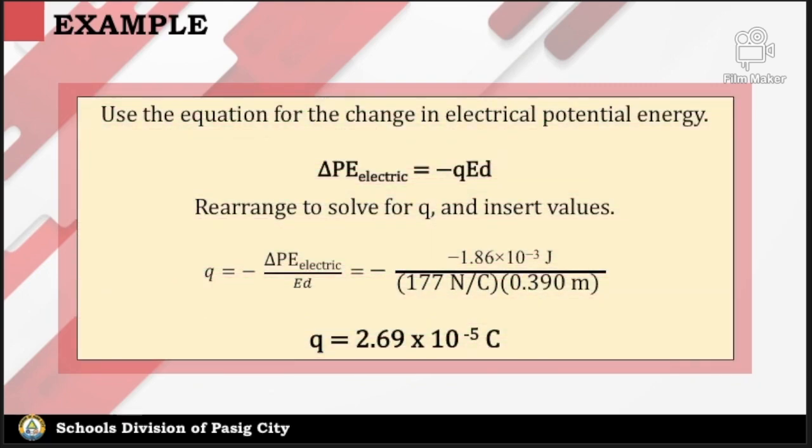Using the equation for the change in electric potential energy, which is equal to negative QED, we arrange the equation to derive for Q. Charge Q is then equal to negative electric potential energy all over electric field multiplied by the displacement. Substitute all the values. Therefore, the value for charge is equal to 2.69 times 10 raised to negative 5 coulomb.